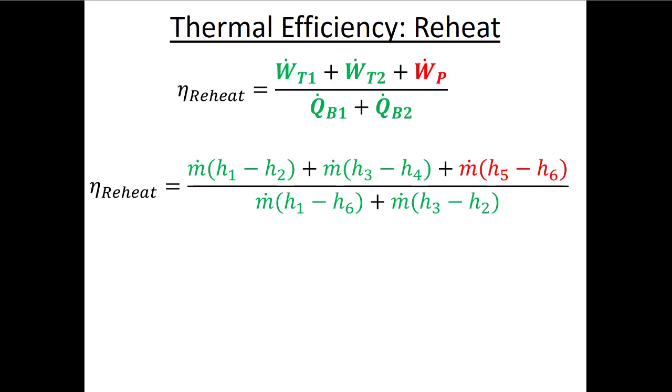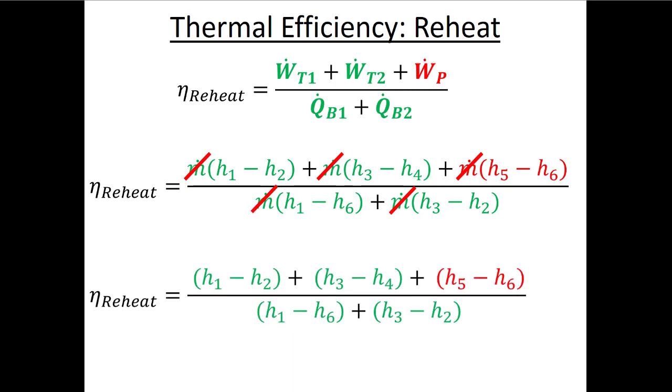I've color-coded them to remind myself which ones are going to be positive and which ones are going to be negative. I see that I can factor out the mass flow rate from the numerator and the denominator. So all these mass flow rates are going to cancel out. And I'm left with the thermal efficiency that's H1 minus H2 plus H3 minus H4 plus H5 minus H6, divided by H1 minus H6 plus H3 minus H2.